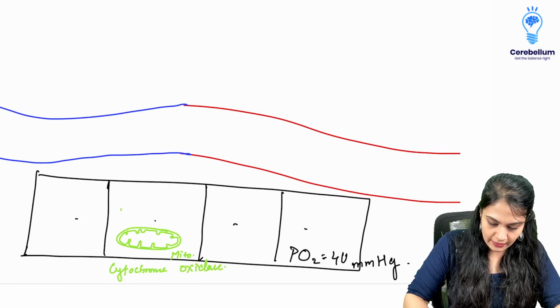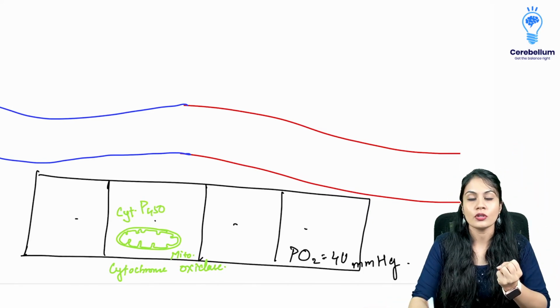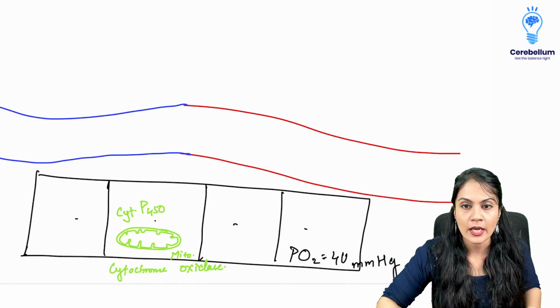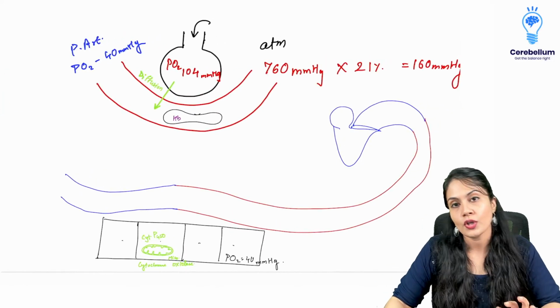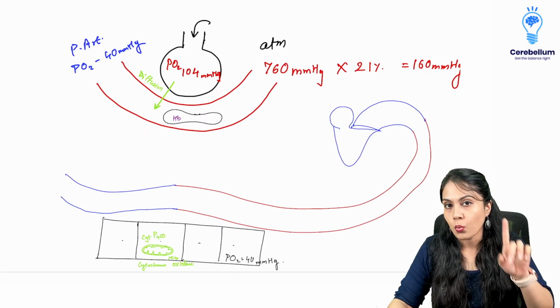Or we can write it as cytochrome P450, which is going to be the main one, which is going to utilize the oxygen and convert the glucose into the ATP. Let's assume that. Okay. So this is going to be the oxygen journey, which is going to be there in our body. Now let's do lesion at one site.